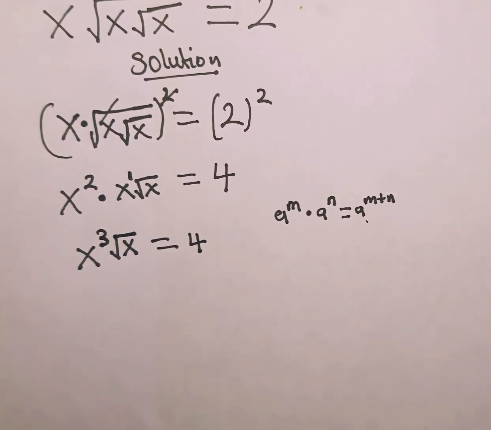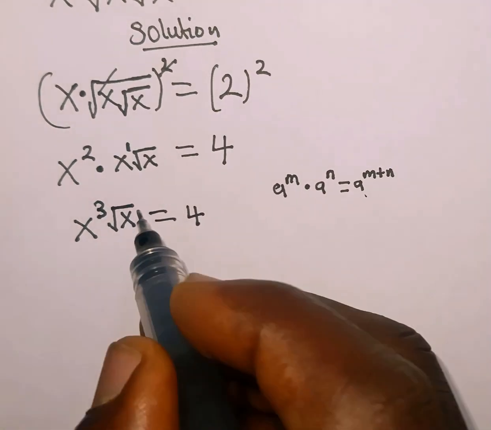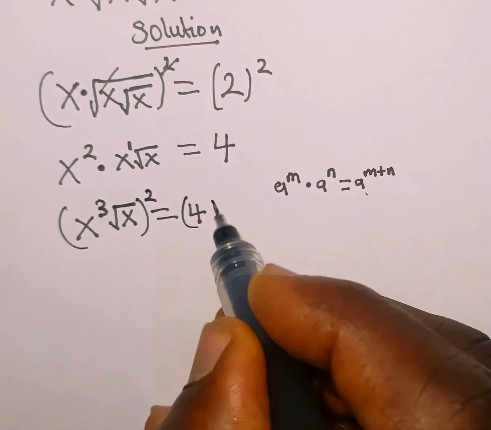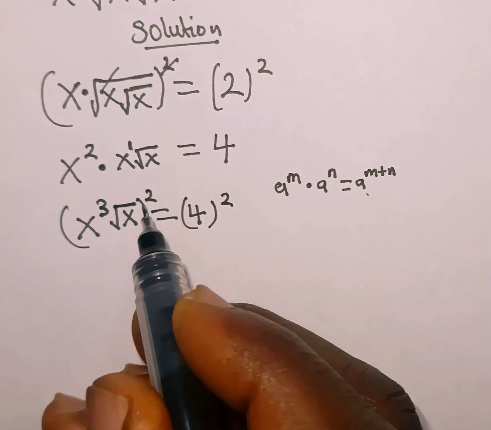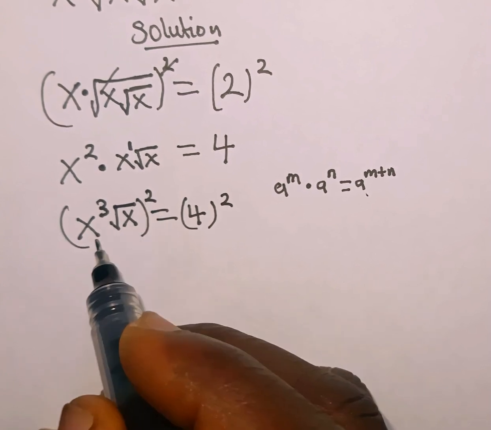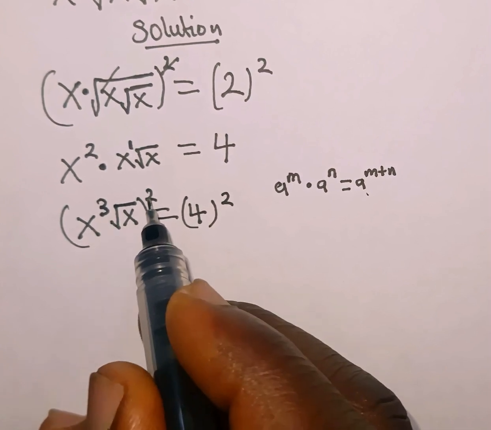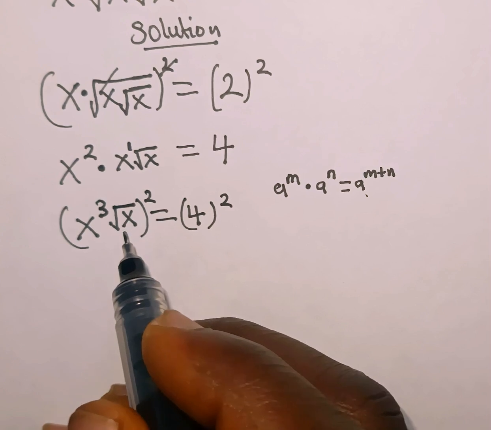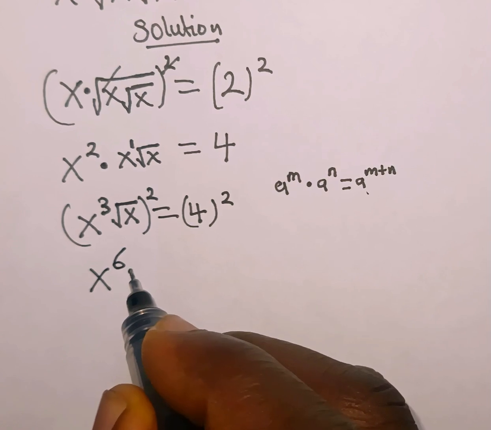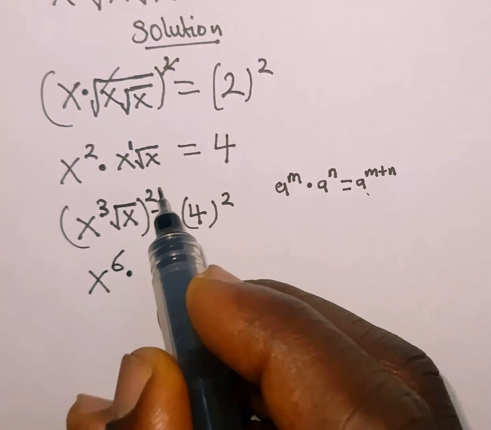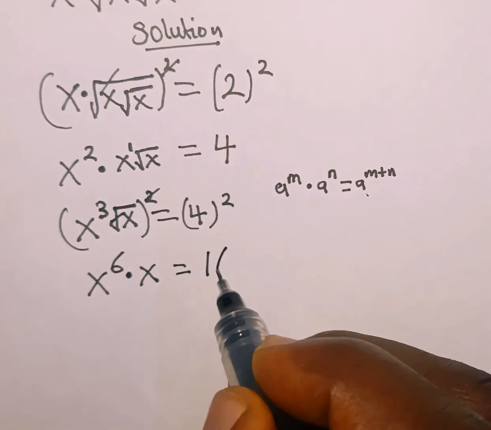Now, the next thing we're going to do, as you can see, we still have another square root. So we need to cancel the square root by taking the square of both sides. So we take the square of the left hand side and also the square of the right hand side. As you can see, x to the power of 3 is multiplying the root of x. So this square is going to affect both x to the power of 3 and the square root of x. So x to the power of 3 raised to the power of 2, all we need to do is multiply the two powers. 3 multiplied by 2 gives us 6. So we have x to the power of 6. Then this square is going to cancel this square root, so we are left with only x, which is equal to 4 to the power of 2, which is the same as 16.